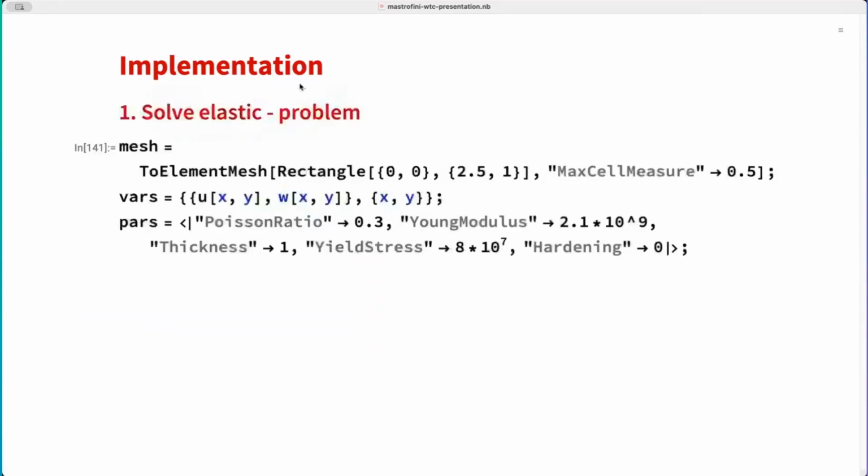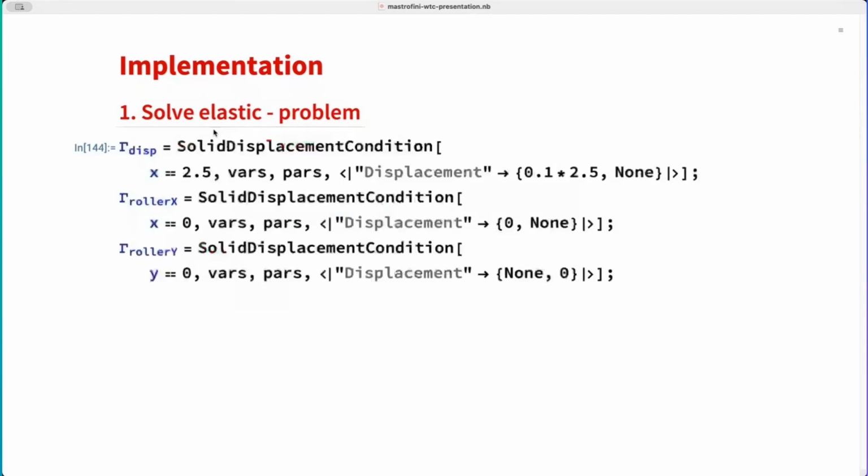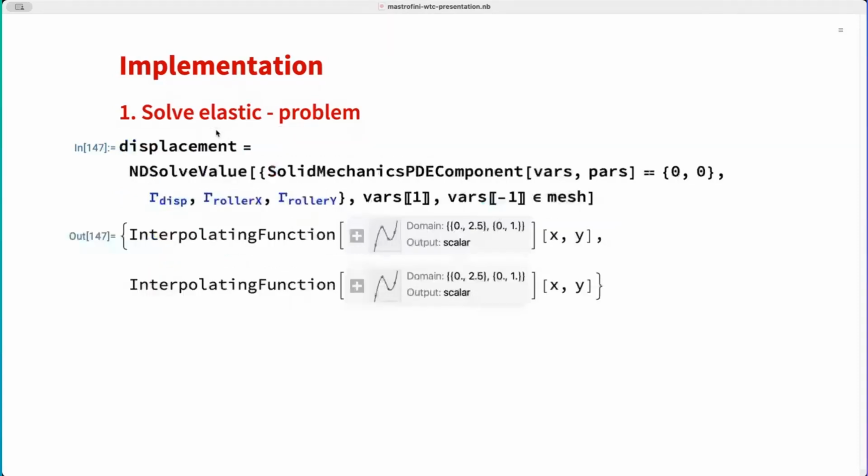So we start by defining mesh, variable, and of course the material parameter, and then the boundary condition. As mentioned before, an imposed displacement on the right side, and also a sliding condition to the left bottom side. Then we can use and solve and the solid mechanics PDE components in particular. The solid mechanics PDE component gives us the PDE's set of equations of an elastic boundary value problem, and then the solved values give us the solution in terms of displacement.